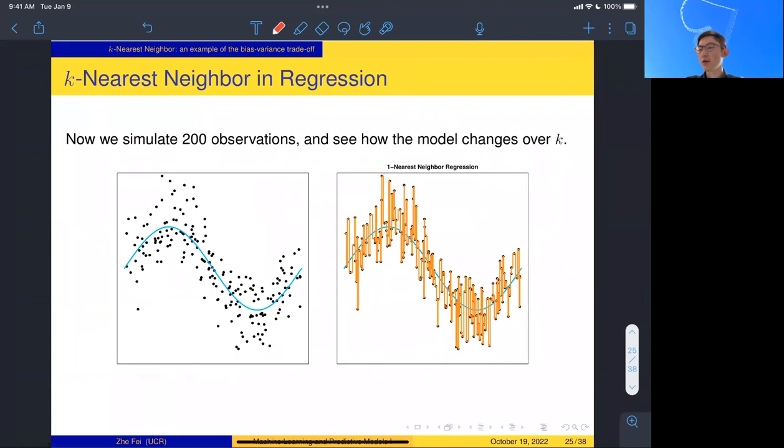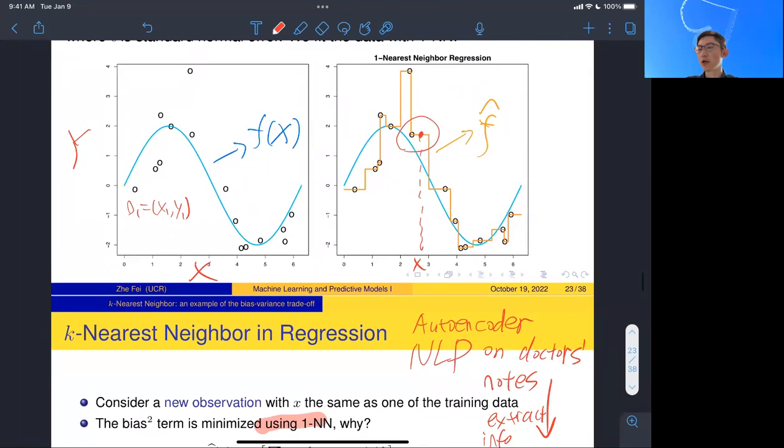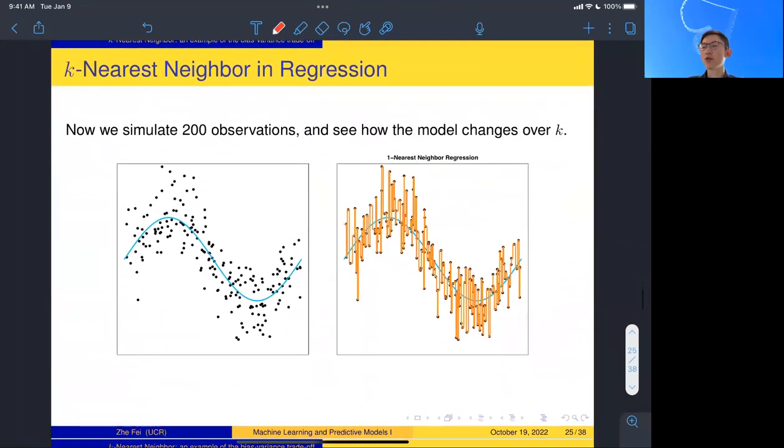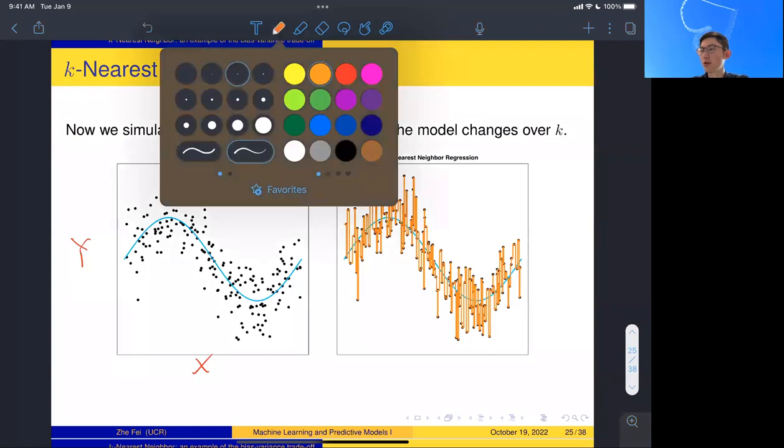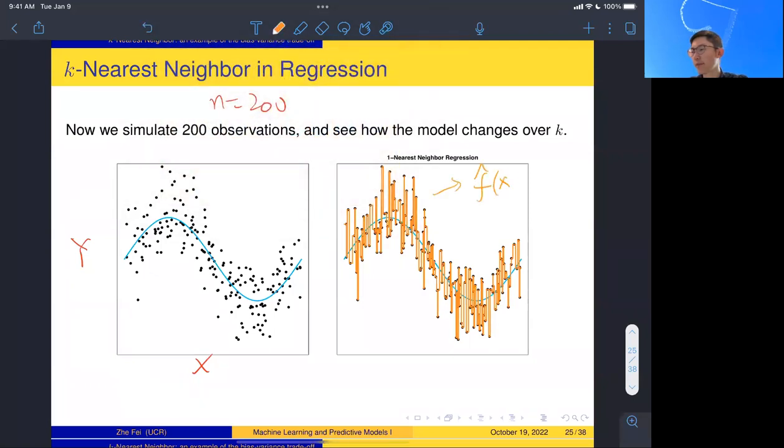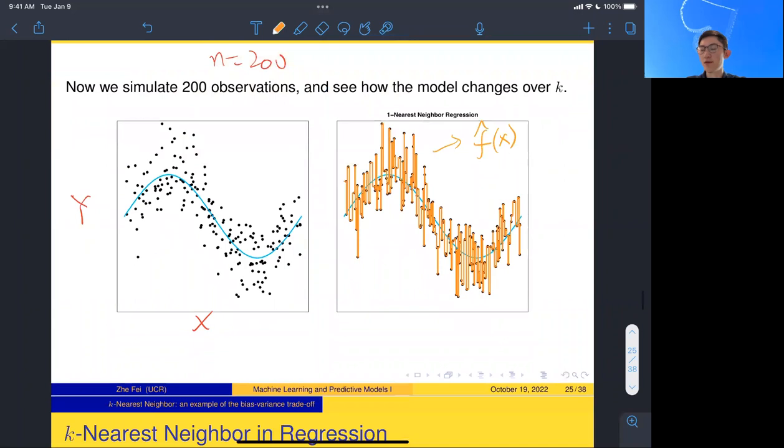So now, instead of just a couple or a dozen of observations, we want to simulate 200 observations here. So n equal to 200. The same x and y, following the same truth as before, but now we just have more data points. Once again, if we perform the one nearest neighbor regression, we see the fit. The orange line corresponds to the fit of f hat. It is not desired in the sense that it jumps up and down with large variation. Even though it may be unbiased, it is not efficient.